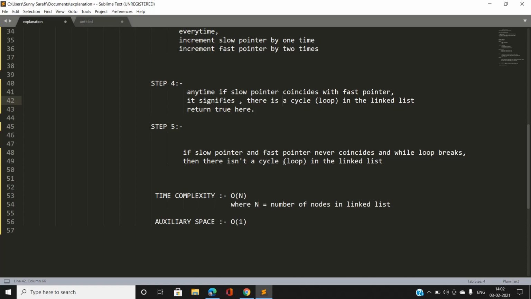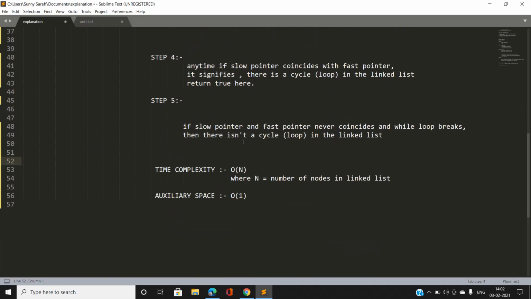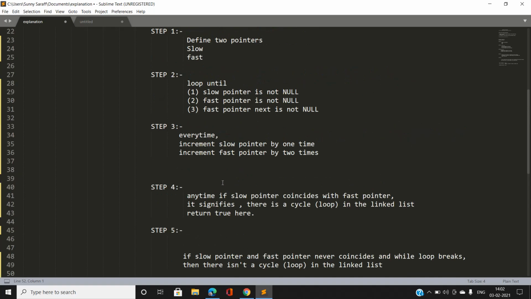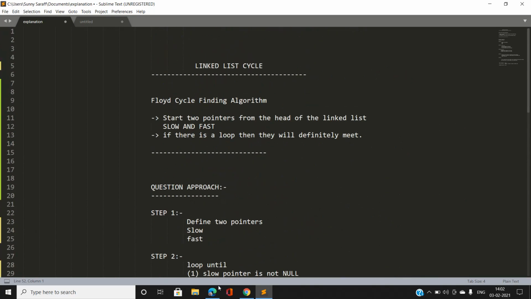Now the main thing is the time complexity is O(n), where n is the number of nodes in the linked list, and the auxiliary space, as you can see, we are not using extra space, we are using only pointers to reach our answer. So our auxiliary space would be O(1). This is the fastest algorithm to find a linked list cycle. Okay, so let us move on to the code section.